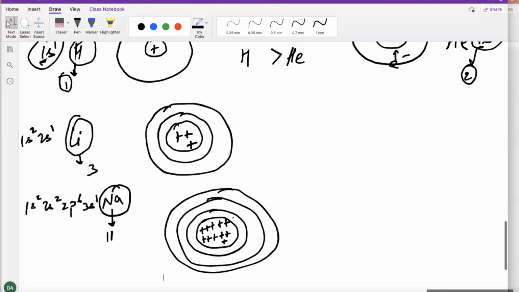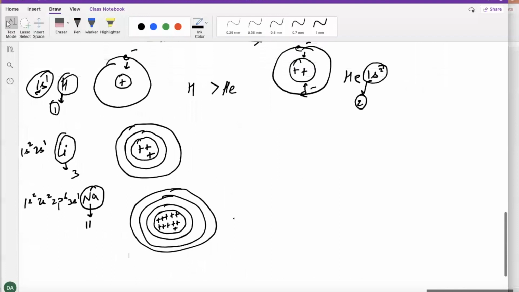So if I compare hydrogen, lithium, and sodium, although my number of protons are going higher, you might think, okay, with the same concept that if you increase the protons, like in hydrogen, helium, since helium has more protons, it should be smaller. So if I'm going down and sodium has more protons, it should be smaller. No, that's not the case. Why is that not the case? Because the number of shells are different.